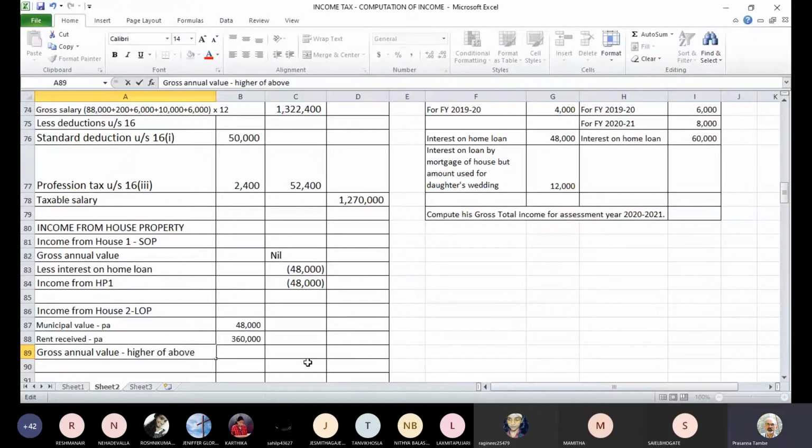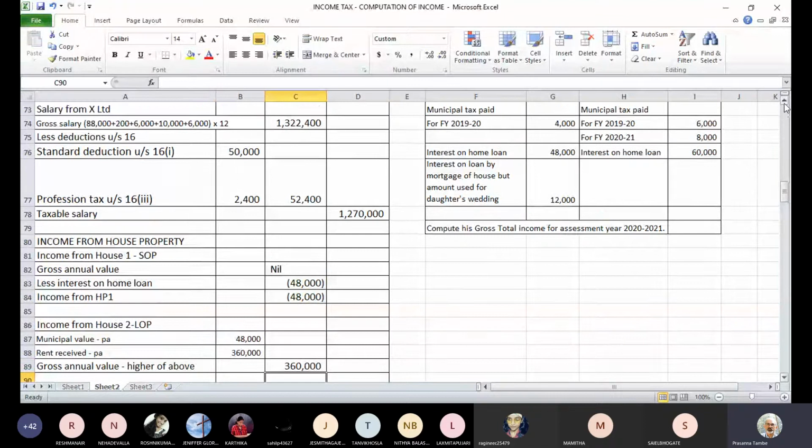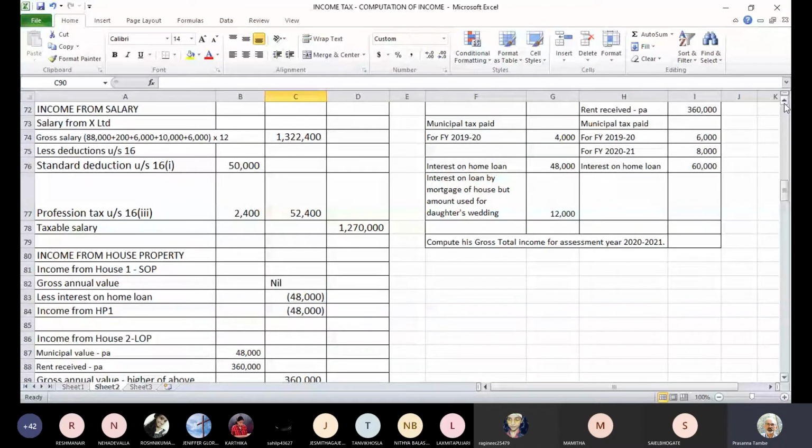Gross annual value will be the higher of these two. So higher means 3,60,000. That will be your gross annual value of this property. Then you are further given that he has paid municipal tax for 2 years: financial year 1920, that is the previous year under reference, and financial year 2021, which is the current financial year, or rather subsequent to the previous year under reference.